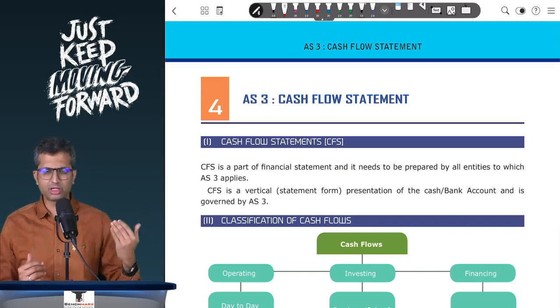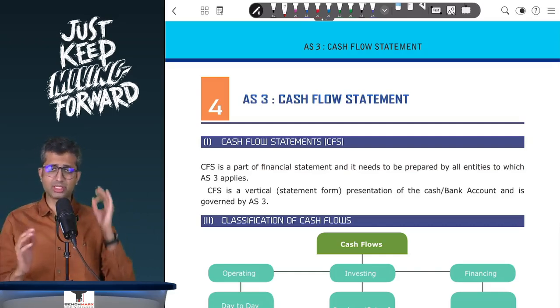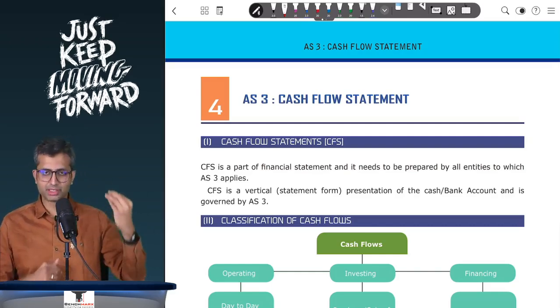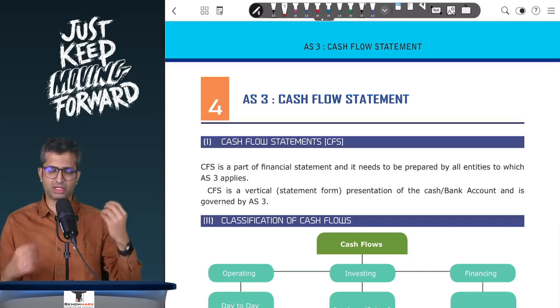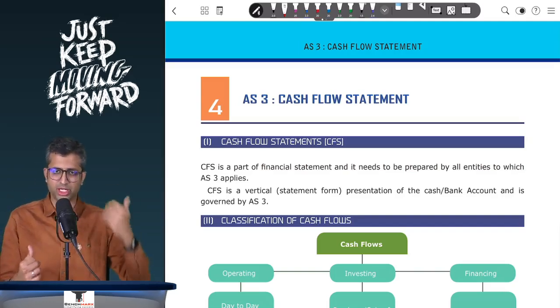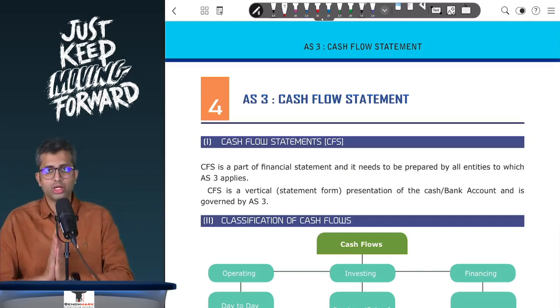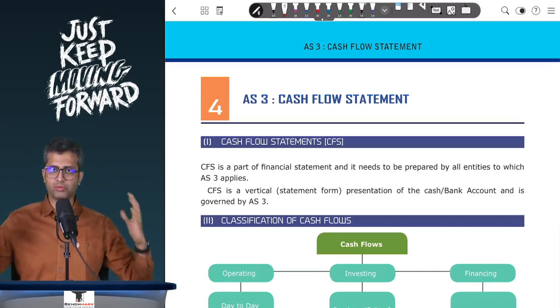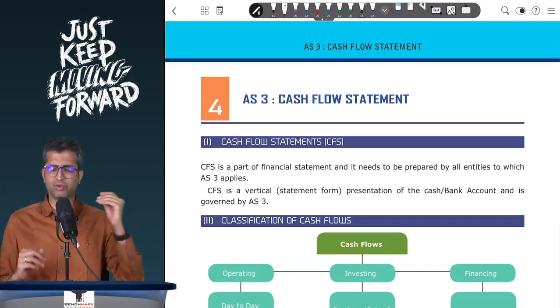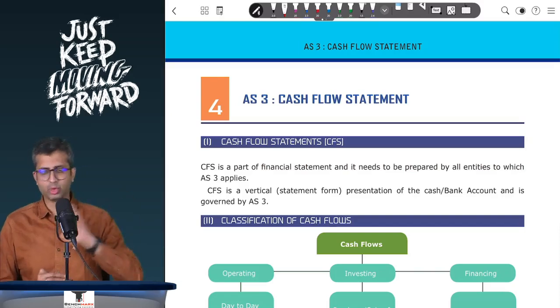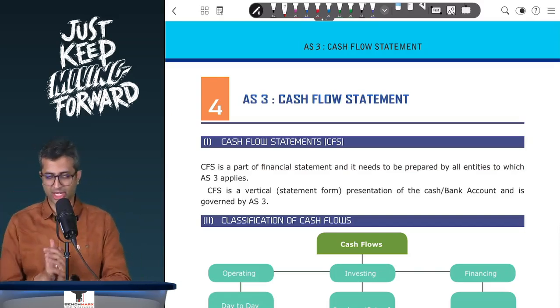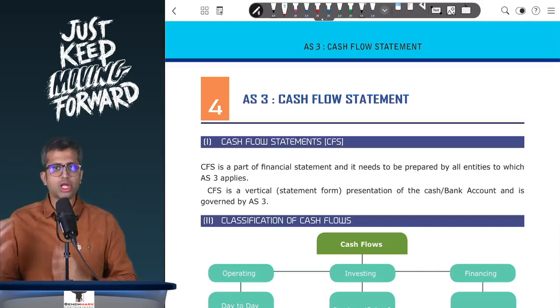Now over here the questions can be of two types. First, you may be asked to identify whether a particular cash flow is in the nature of operating, investing, financing, or you might also be asked to prepare a full-fledged statement. So in today's session, we would first be discussing all the concepts and then doing all the questions pertaining to the cash flow statement section. So let us get started.